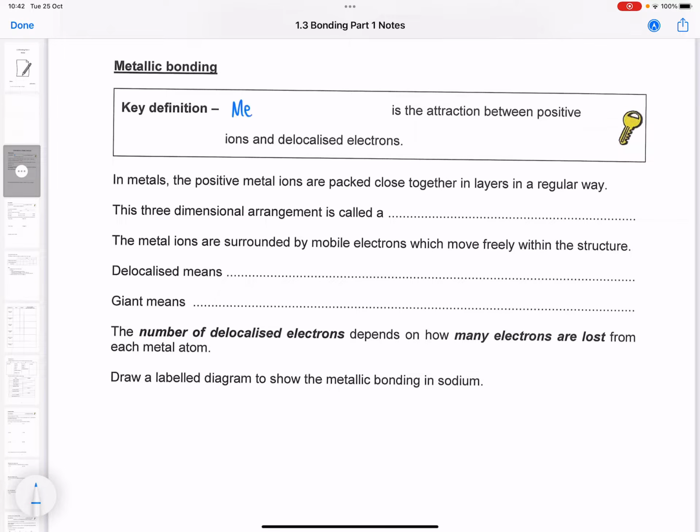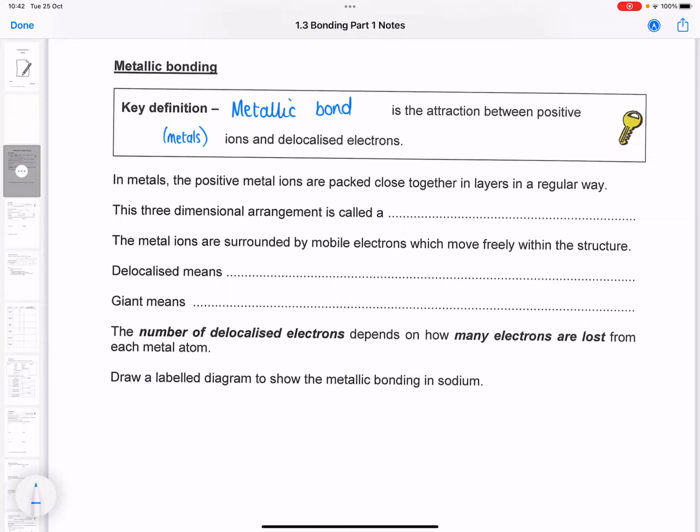So the metallic bond is the attraction, so it's this force between positive ions, and in this case we could put metal ions in front of that, so positive metal ions and delocalized electrons.